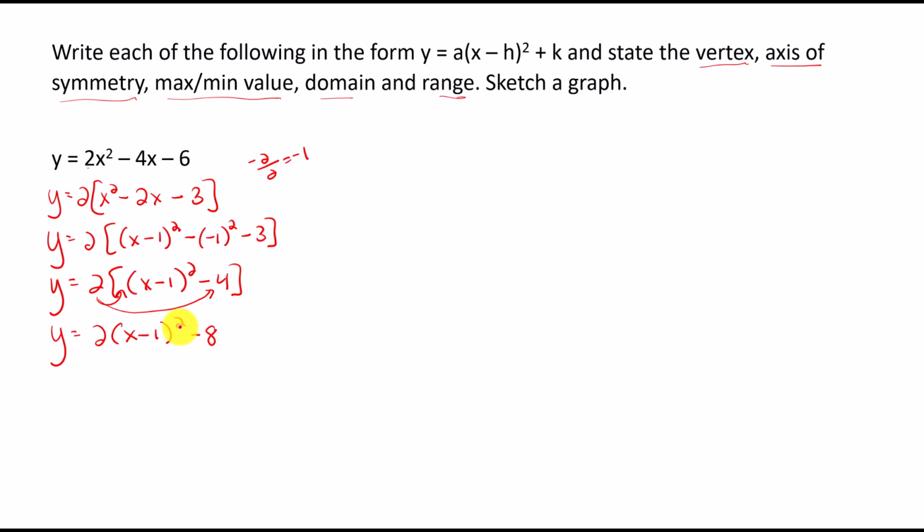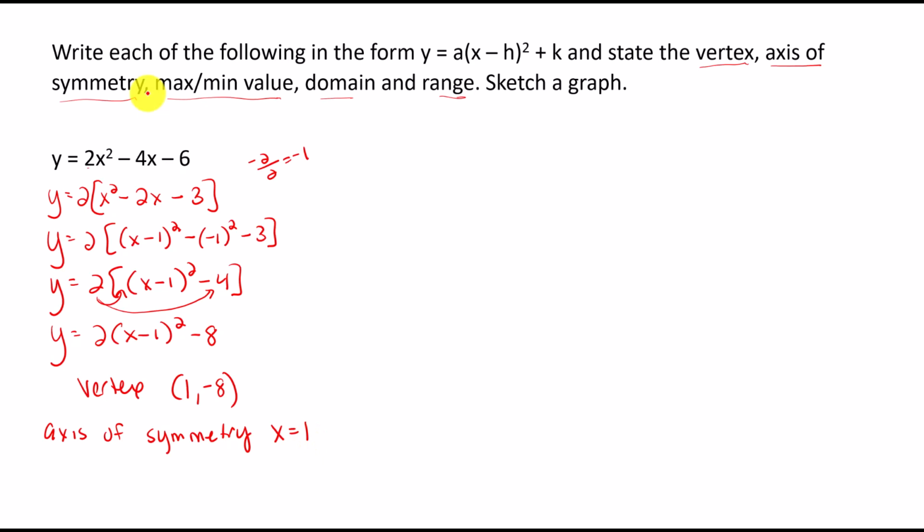Okay, from here we can get lots of information. So looking at this, my vertex, remember that this sign is opposite, so it's going to be positive 1, but this sign stays the same as negative 8. My axis of symmetry is always going to be x equals whatever that x value is right there, so x equals 1.